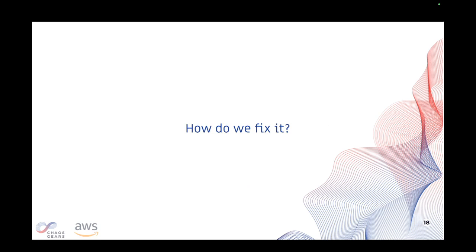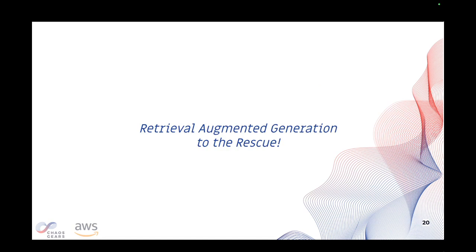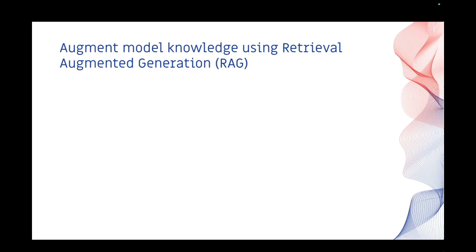So how can we fix it? A few slides before, I told you that you can extend LLM knowledge using variables, and this is part of the solution. But in general, you want to use retrieval augmented generation. And here is how it works. I will use a simple diagram to showcase the whole flow of such a solution, and how you prepare your application to use the retrieval augmented generation approach.